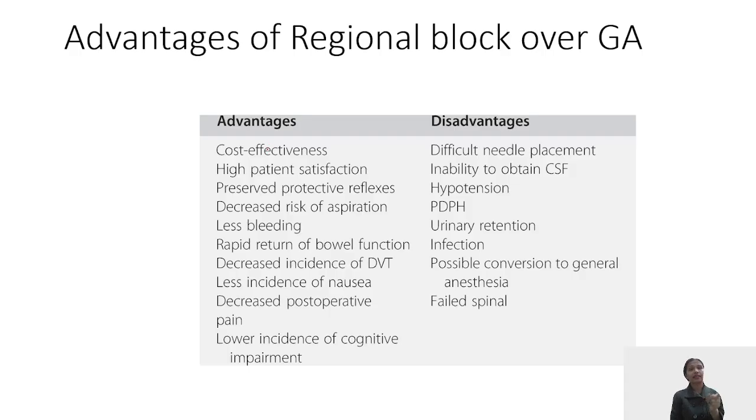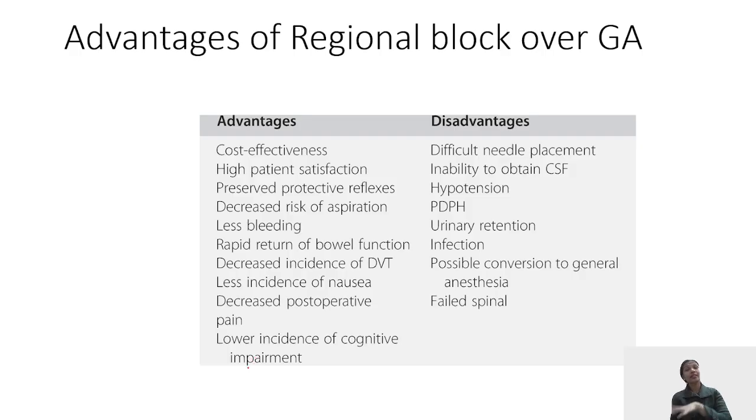The bleeding is comparatively less in spinal anesthesia or regional blocks in comparison to general anesthesia. The incidence of embolism and deep vein thrombosis is also lesser, as are post-operative nausea and vomiting, and yes, there is a lower incidence of cognitive impairment because a minimal amount of anesthetic drugs has been used.